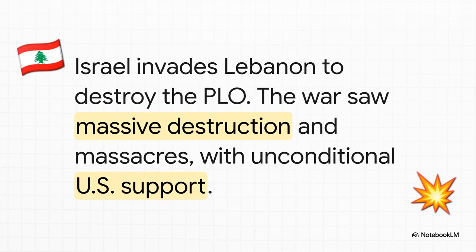Next, the book looks at the 1982 invasion of Lebanon. The stated goal was to destroy the Palestine Liberation Organization, the PLO. But Khalidi focuses on this war not just because of the devastation, but because of what it showed about outside support. He marks this as the moment when U.S. military and diplomatic backing for Israel became, in his analysis, pretty much unconditional.